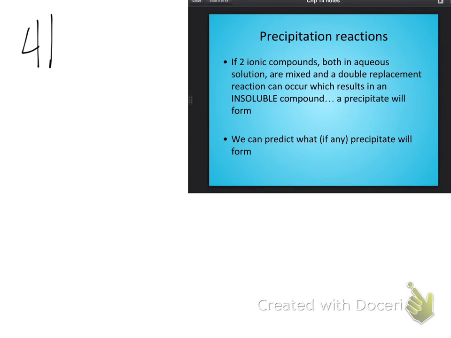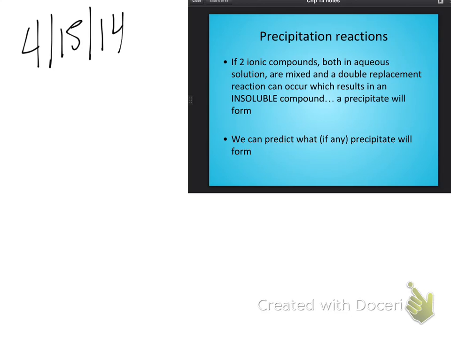Okay, so today is the 15th of April, and we're at precipitation reactions. So, if you've got two substances in aqueous solution, like we had in our calcium chloride and our sodium chloride and our silver nitrate, we can look at those two things, and you know how to predict products, right? We did this back in Chapter 8.